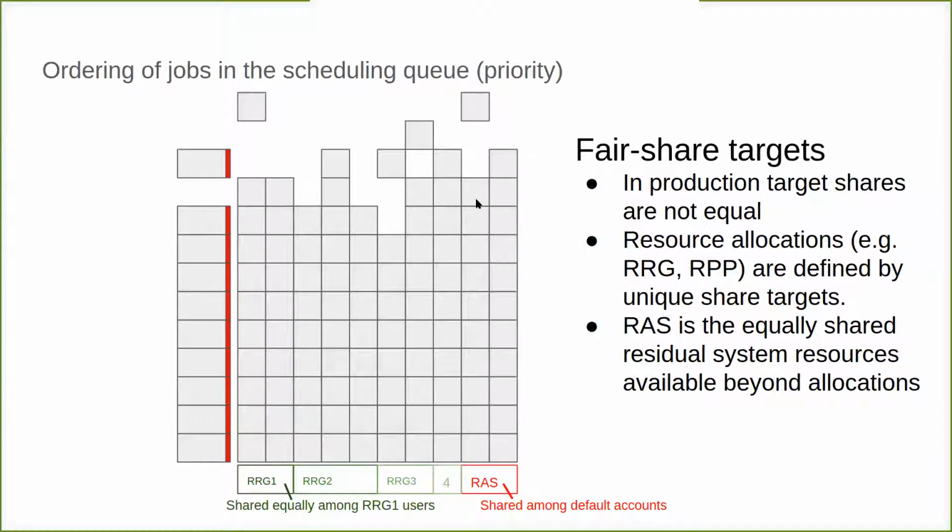So the fair share target. In production, the target shares are not all equal. This is where we get into the resource allocations on the Compute Canada systems. We have the RRG and the RPP accounts that have a defined and unique target share of the system. And then there's the RAS accounts, or the Rapid Access Service, which is basically an equal sharing of whatever is left over on the system. In this way, accounts basically have a target share of the system. The target share of the system is what we want to compare an account's actual usage to. We'll take a look at that in a bit.